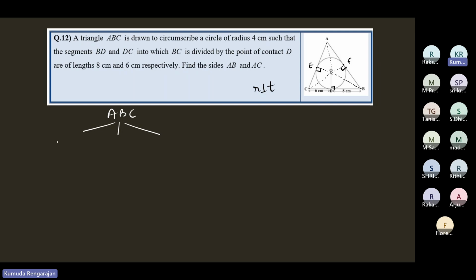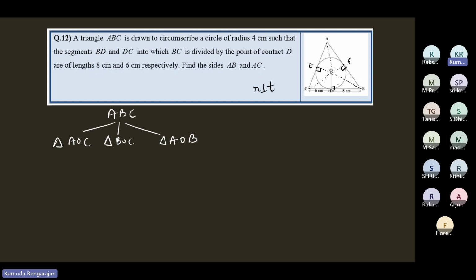So triangle AOC, triangle BOC, and triangle AOB. Correct? We have divided the whole triangle ABC into three smaller triangles, AOC, BOC, and AOB. Now, we need to construct an equation. So we know that the sum of the areas of these three triangles, that is area of triangle AOC plus area of triangle BOC plus area of triangle AOB is equal to the area of the whole triangle ABC. Okay. Now, by the theorem, tangents from an external point of the circle are equal.